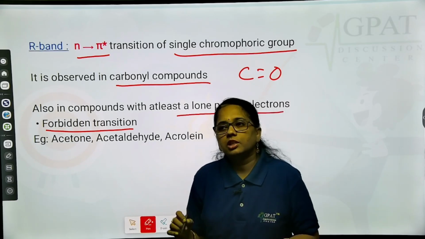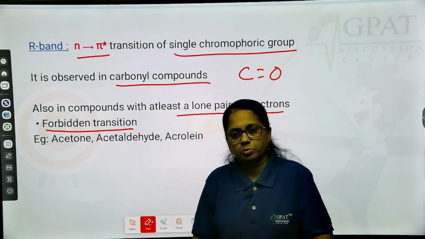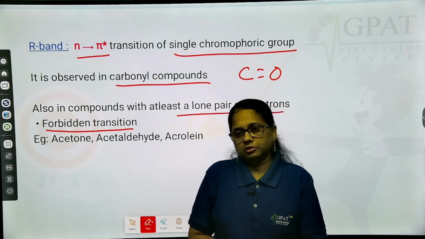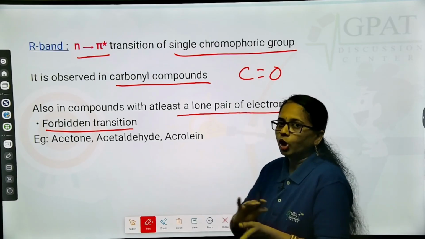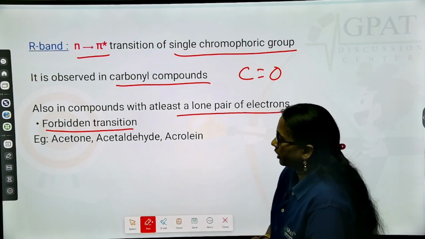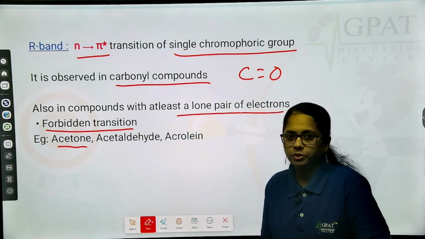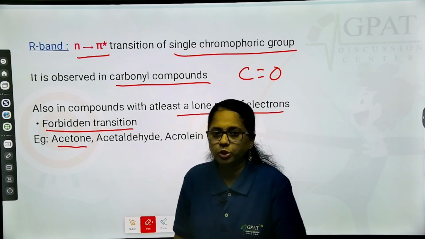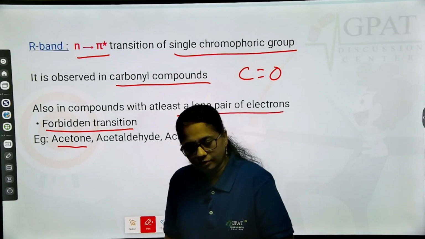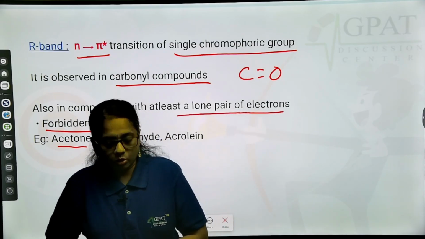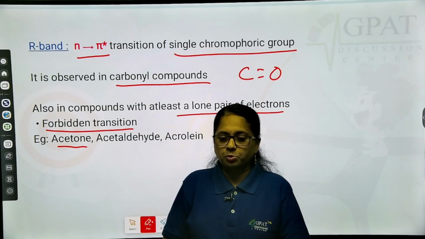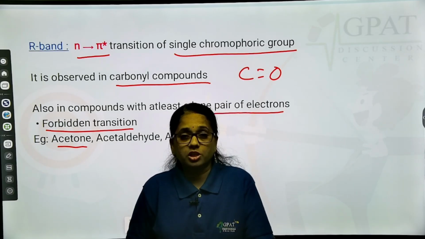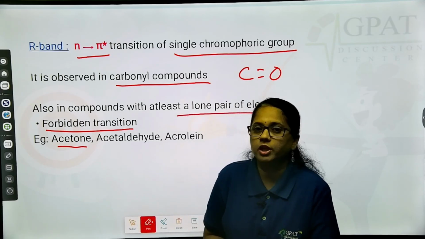theoretically you can say that this is going to be there and this is going to be calculated, but practically these are highly forbidden. You may not observe them; only on paper can you say this is there. In compounds containing a carbonyl group, like acetone, acetaldehyde, acrolein, we are going to observe this R type of absorption band. So what is the significance of these absorption bands? You come to know about the conjugation, the importance of the conjugation.